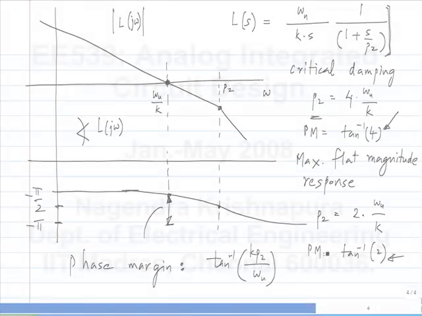So, to get maximally flat magnitude response, you need more than 60 degrees of phase margin. Okay. And to get no ringing at all, you need probably more than 80 degrees of phase margin. I forget what tan inverse of 4 is, but I think it is something close to that.